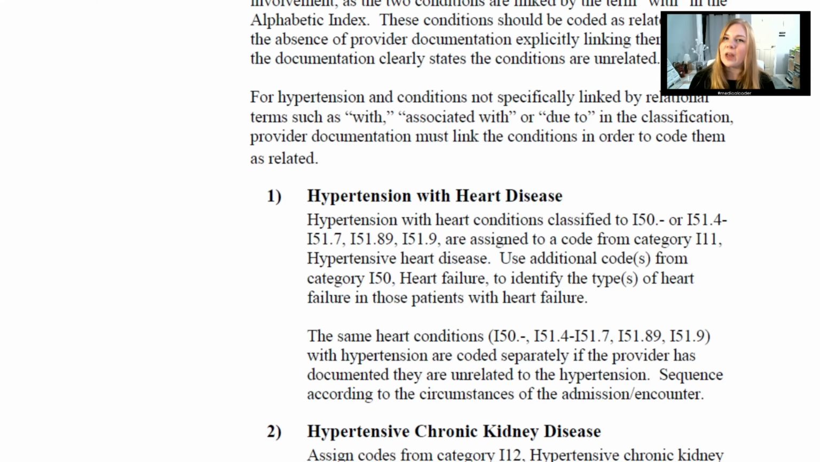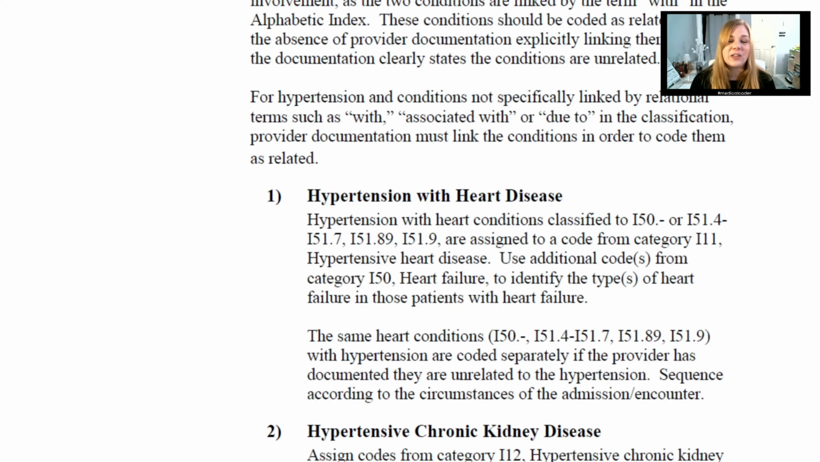The key thing you need to know with hypertension is that there is an assumed cause and effect relationship with hypertension and chronic kidney disease and hypertension and heart disease. So let's get into that. Those two conditions are linked by the term with in the alphabetic index. So there's a presumed causal relationship between hypertension and heart involvement, hypertension and kidney involvement. These conditions should be coded as related even in the absence of provider documentation specifically linking them.